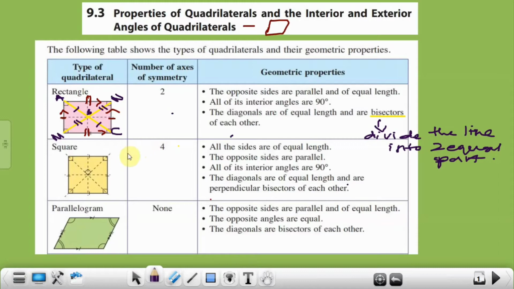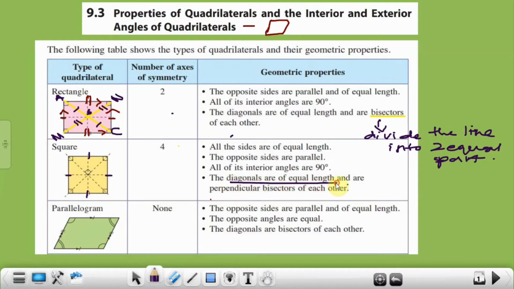Okay, a square has four axes of symmetry, the dashed lines here, and all sides are equal length. Okay, the opposite sides are parallel to each other. All of the interior angles are 90 degrees. Okay, and the diagonals are of equal length and are perpendicular bisectors of each other. Okay, so this is the same as the rectangle.